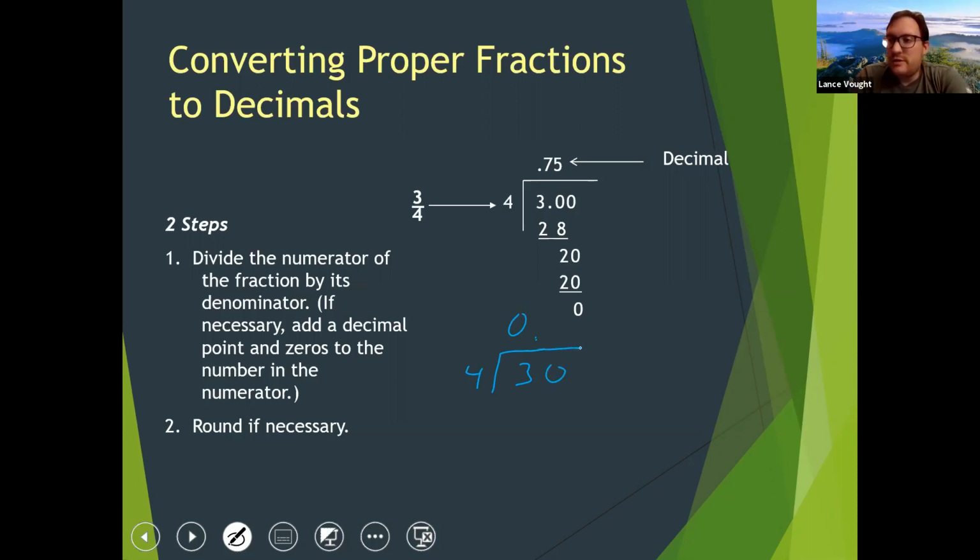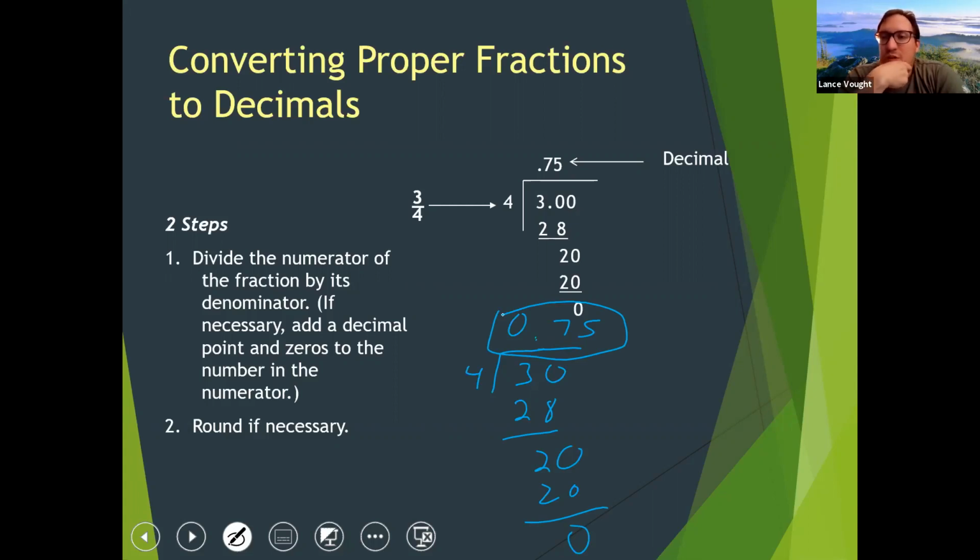And so you get 30. So how many times does 4 go into 30? It goes in 7 times. So 7 times 4 is 28. You're left with 2. Well, we still have a remainder. So we borrow another 0. And so how many times does 4 go into 20? 5 times. 5 times 4 is 20. We have no remainder. This is our final answer.